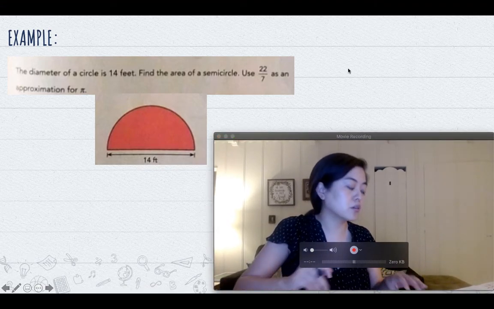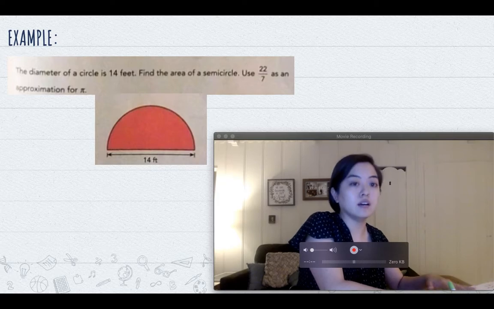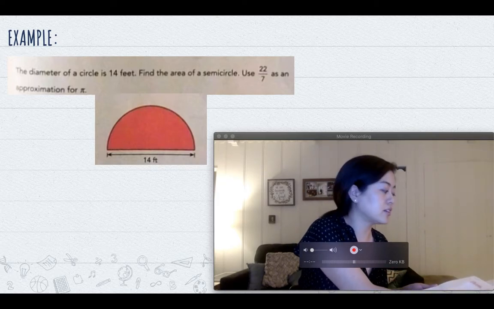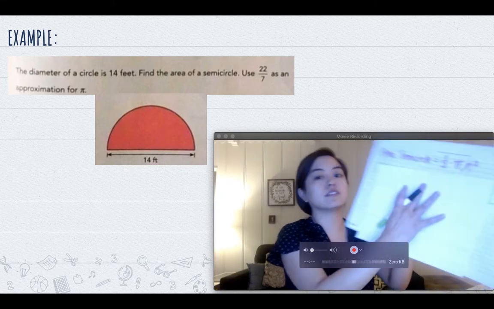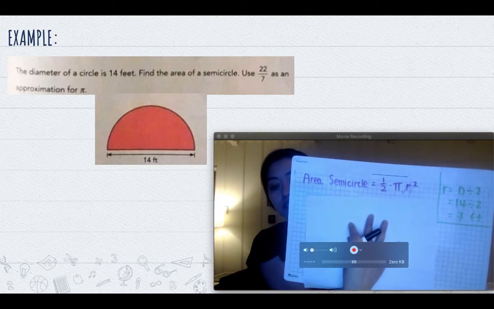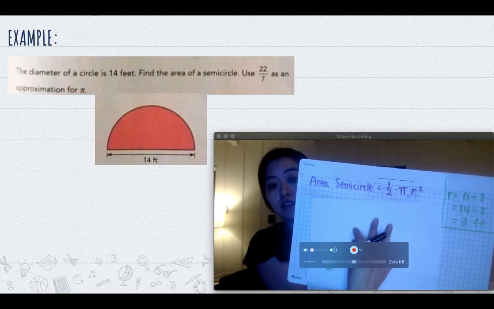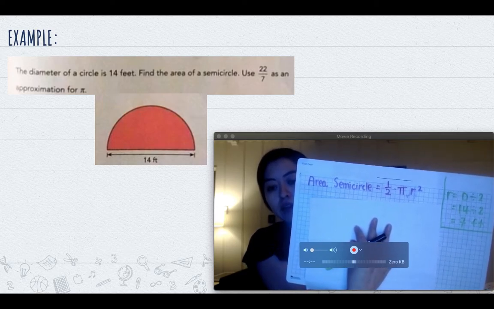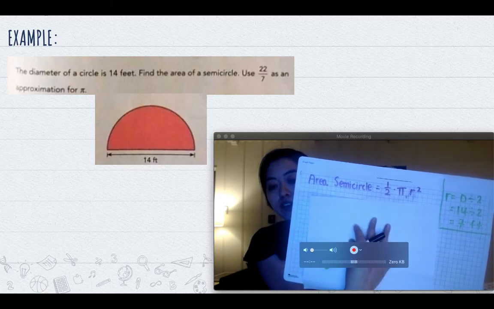All right. So it gives us a semicircle with a diameter of 14 feet. So I know that the area of a semicircle is half the area of a regular circle. So half of pi r squared. And I have to figure out r.